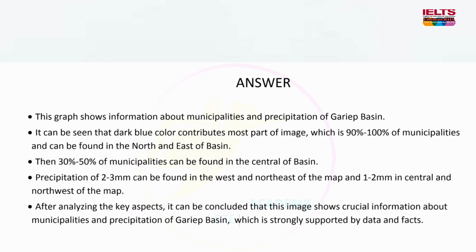Precipitation of 2 to 3 mm can be found in the west and northeast of the map, and 1 to 2 mm in central and northwest of the map. After analyzing the key aspects, it can be concluded that this image shows crucial information about municipalities and precipitation of Gharip Basin, which is strongly supported by data and facts.